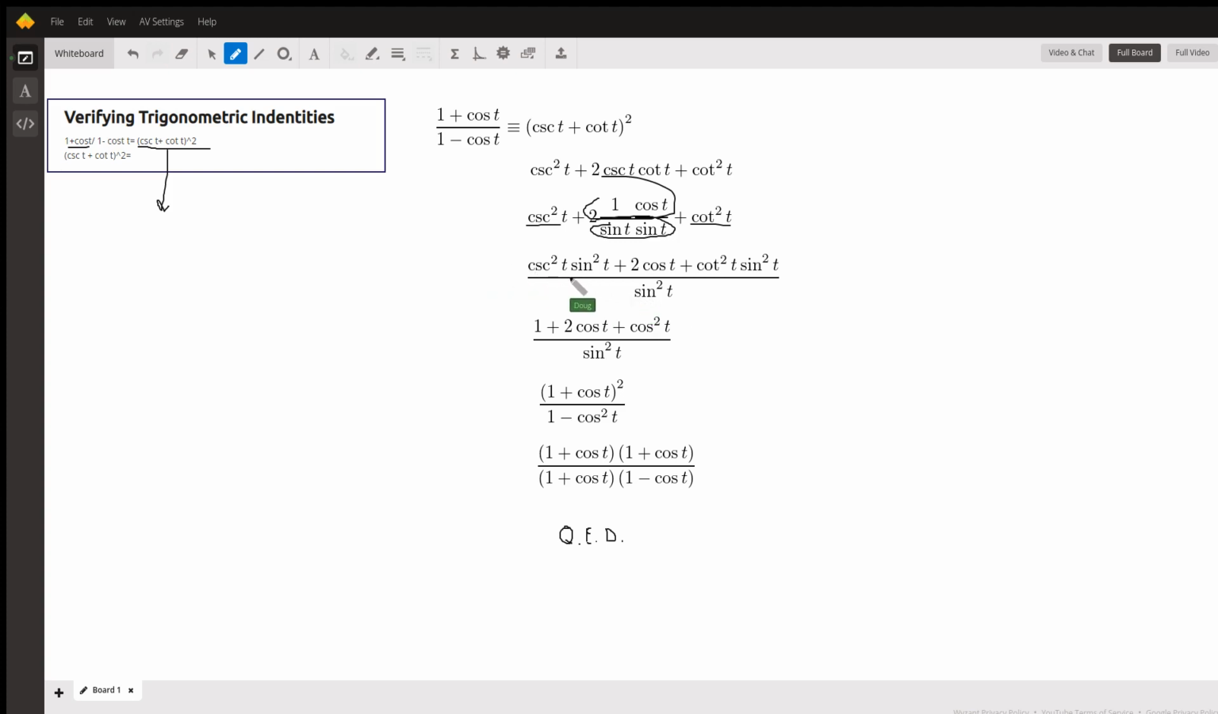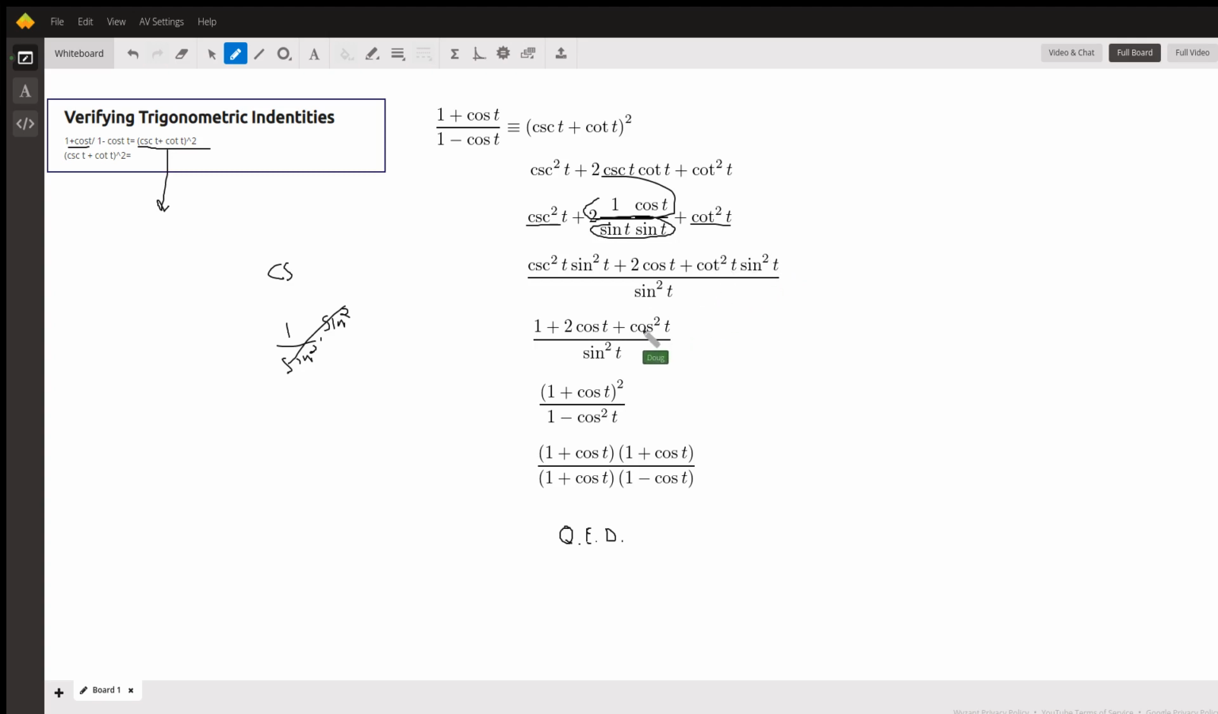You could show an intermediate step here. Cosecant is 1 over sine, squared is 1 over sine squared. And then I have that sine squared. So that first term becomes a 1. That's this one right here. 2 cosine t remains the same. And then cotangent squared times sine squared. Cotangent is cosine squared over sine squared.